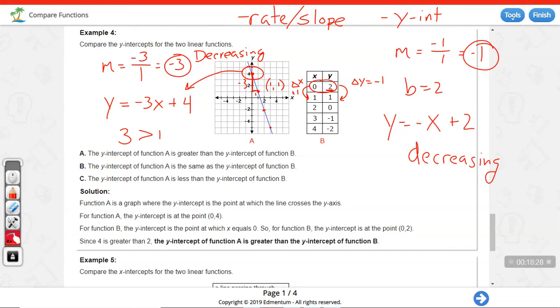Which one has a greater y-intercept? Well, 4 has a greater y-intercept. So function A here is really winning out overall. It's decreasing at a faster rate, and it has a greater y-intercept than function B.